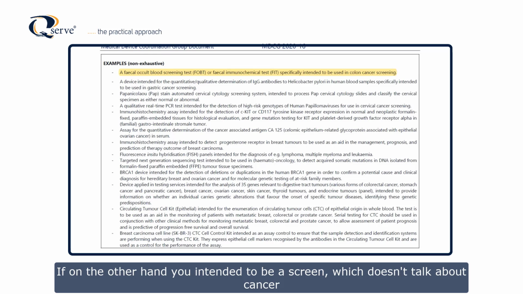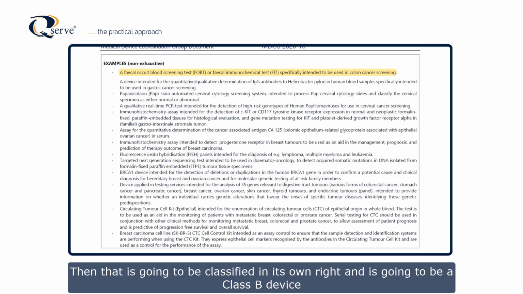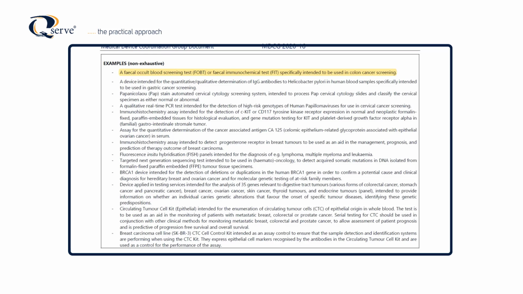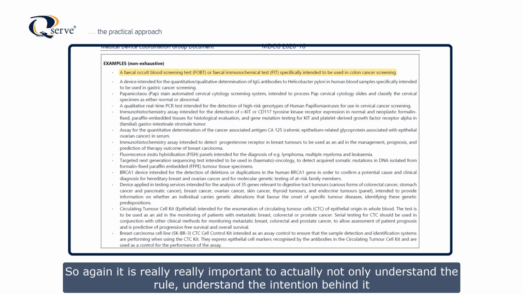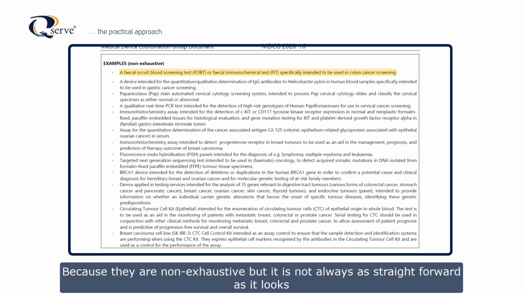If, on the other hand, you intend it to be a bowel screen, which doesn't talk about cancer, then that's going to be classified in its own right, and is going to be a Class B device. So again, it's really, really important to not only understand the rule, understand the intention behind it, have a clear intended purpose, and look carefully at these examples, because they're non-exhaustive, but it's not always as straightforward as it looks.